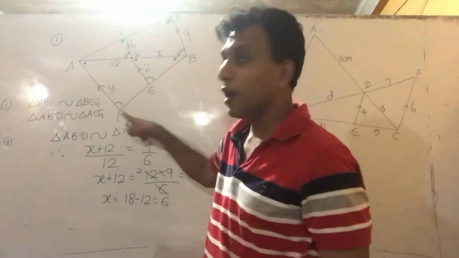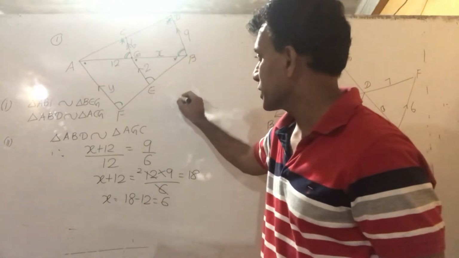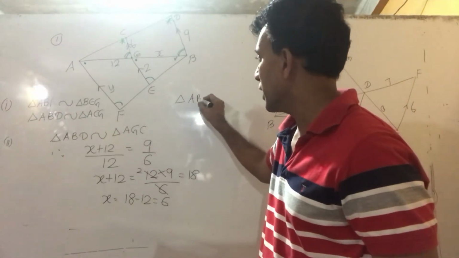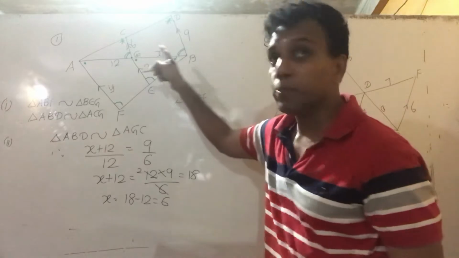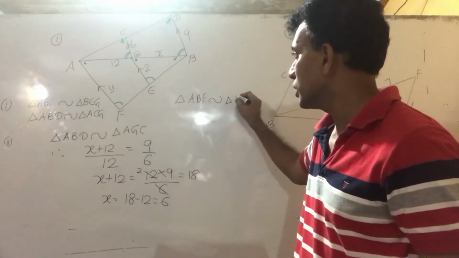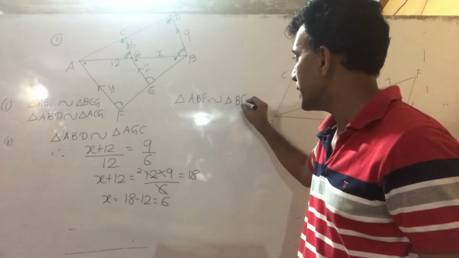Come to the below pair of triangles. I show once again triangle ABF. Okay, ABF is equiangular to triangle BGE.